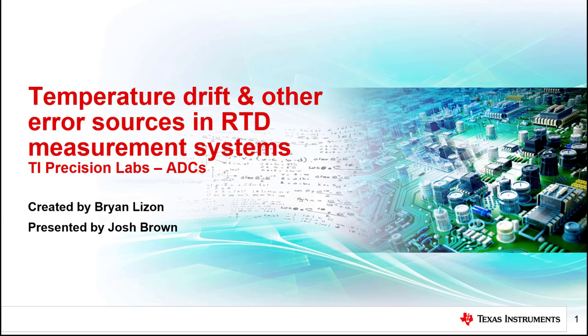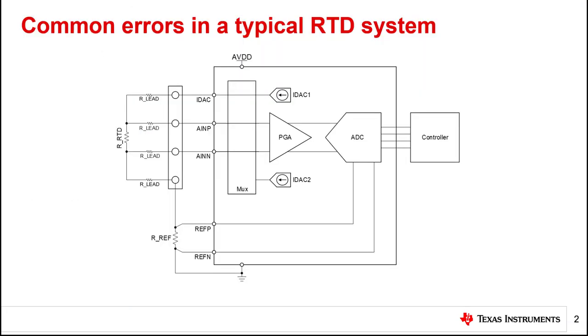To begin, let's review the different error sources in an RTD measurement system. Shown here is a typical RTD measurement system that includes a 4-wire RTD connected to a terminal block, a low-side reference resistor, an ADC with an integrated PGA and current sources, and a controller to perform the resistance to temperature conversion. This system has several common error sources.